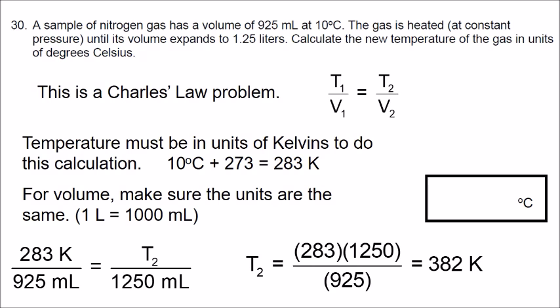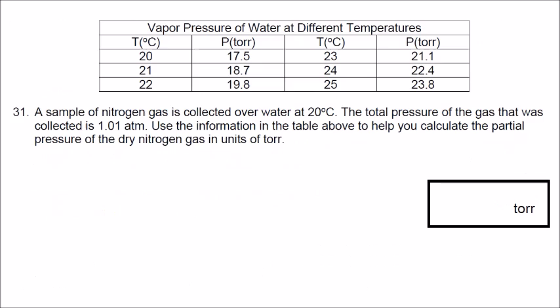If I do the math to solve for the new temperature, I get 283 times 1250 divided by 925. That's a new temperature of 382 Kelvin. And when I subtract 273 to go back to Celsius, I get my answer of 109 degrees Celsius. But had you done this problem by leaving the temperature in Celsius, you definitely would have gotten the wrong answer. All right, moving on to number 31.